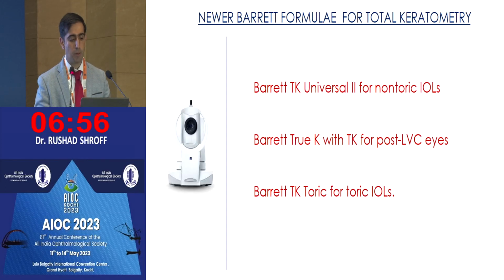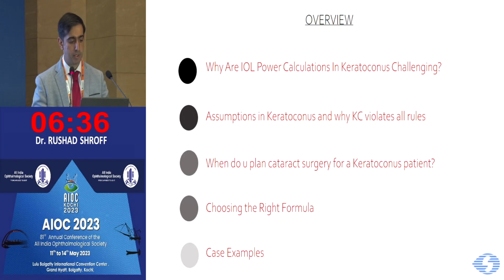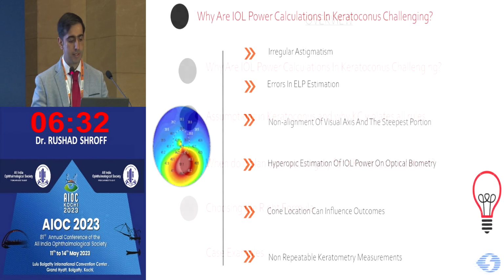So the newer Barrett formulas for the total keratometry include the Barrett TK Universal 2 for non-toric IOLs, Barrett True K with TK, which is basically for post-laser vision correction eyes, and the Barrett TK Toric for toric IOLs. So I'll move on to the IOL power calculation in keratoconic and ectatic eyes, which we'll go into a little bit more in detail. Why is IOL power calculation in keratoconus challenging?